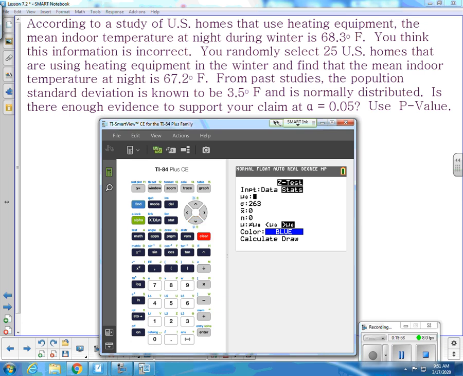So the claimed mean is 68.3. The standard deviation for the population is 3.5. The sample mean is 67.2. That's why it's real important, guys, to know what those symbols mean. And the sample size is 25. And then you have to say, is it not equal to, is it less than, is it greater than? In this case, we said it's not equal to. That's determining whether it's a two-tailed test, a left tail, or a right tail. Same idea. And then just go down to calculate and hit calculate.